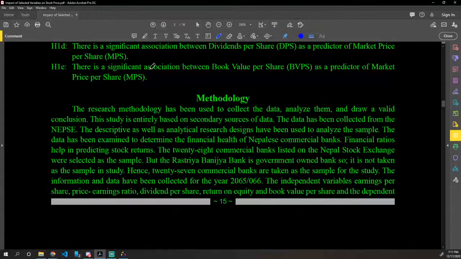And then what did you do? What is the research methodology? So research methodology has been used to collectively analyze and draw conclusions. So basically it's secondary sources of data, right? Descriptive as well as analytical research has been used to analyze the sample. The data has been examined to determine the valuation of Nepal commercial banks. Financial ratios have been predicting stock returns. That is correct. That's just a hypothesis, right? But why are you using financial ratios to help in predicting?